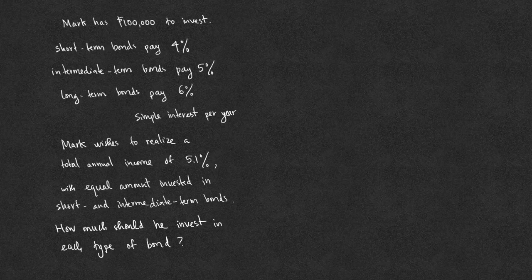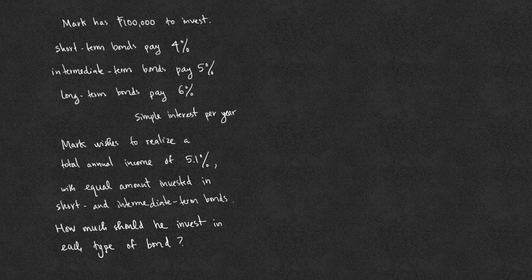Mark has $100,000 to invest in short-term bonds that pay 4%, intermediate-term bonds that pay 5%, and long-term bonds that pay 6% in simple interest per year. Mark wished to realize a total annual income of 5.1%, with equal amounts invested in short-term and intermediate-term bonds. How much should he invest in each type of bond?